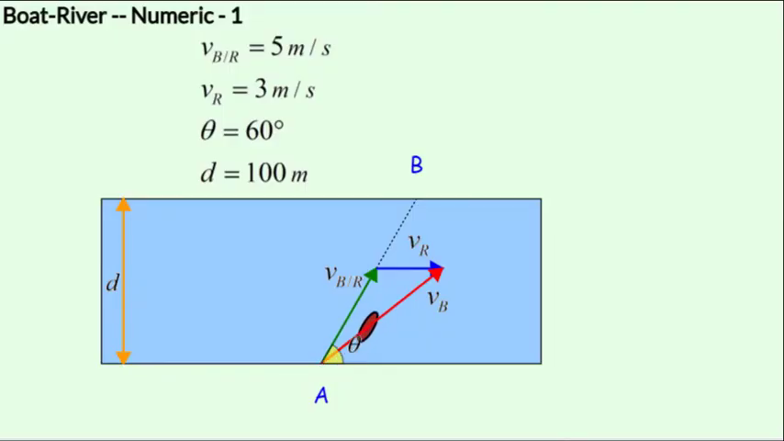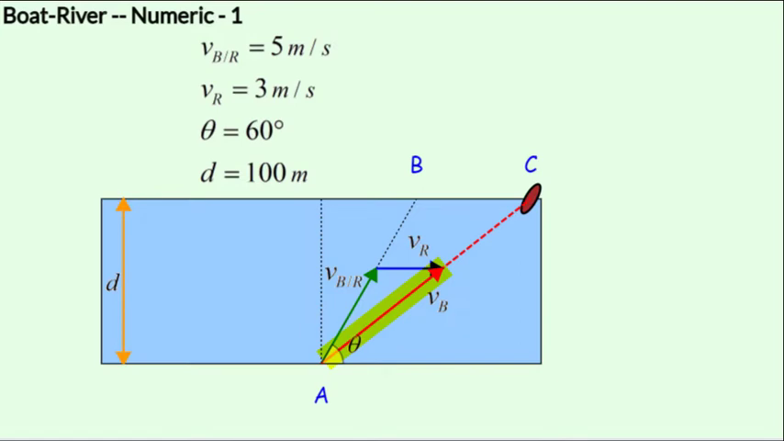A boat begins to travel from point A to point B across a river with a speed of 5 meters per second at an angle of 60 degrees with the horizontal. So this is the intended direction of travel. The velocity of the river is 3 meters per second to the right, and the width of the river, d, is 100 meters. What would be the velocity of the boat with respect to the ground?